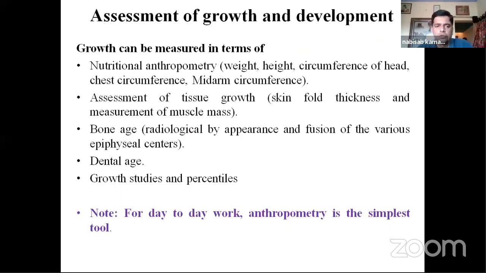Assessment of growth and development. Growth is assessed by nutritional anthropometry, by assessment of tissue growth, by bone age, by dental age, and by growth studies with percentile. In nutritional anthropometry, weight, height, head circumference, and chest circumference are age dependent factors. Mid-arm circumference is an age independent factor.